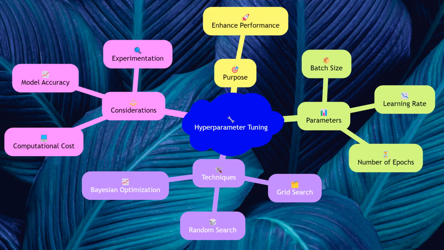Hyperparameter tuning is the process of optimizing the parameters that govern the training process of the model. These include learning rate, batch size, number of epochs, and more. Proper tuning can significantly enhance the model's performance. Techniques such as grid search, random search, and Bayesian optimization are commonly used for hyperparameter tuning. This step often involves a trade-off between computational cost and model accuracy, requiring careful consideration and experimentation.